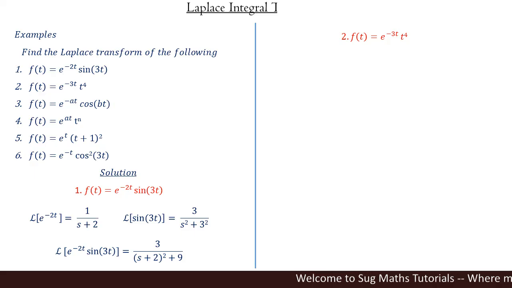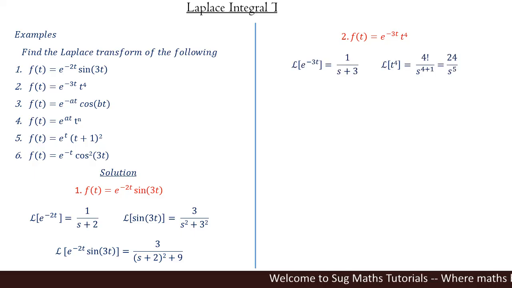So the Laplace transform of e raised to the power of minus 3t, what is it giving us? It's giving us 1 all over s plus 3. Good. The next function is t raised to the power of 4. What is the Laplace transform of this t raised to the power of 4? It is 4 factorial all over s raised to the power of 4 plus 1.